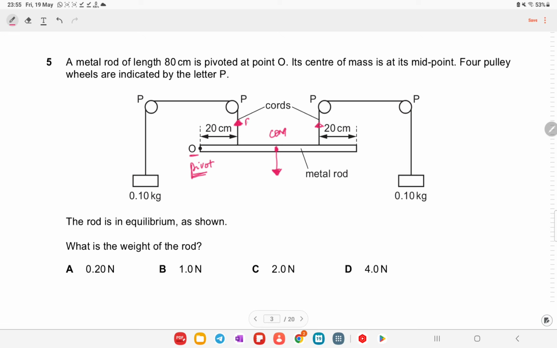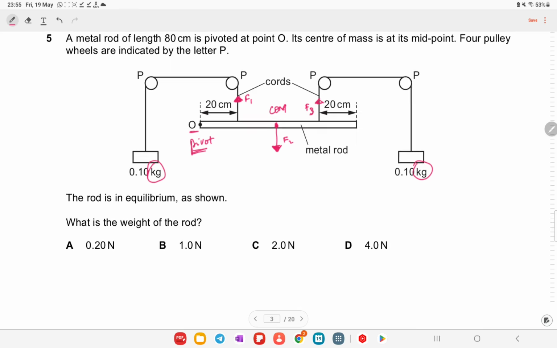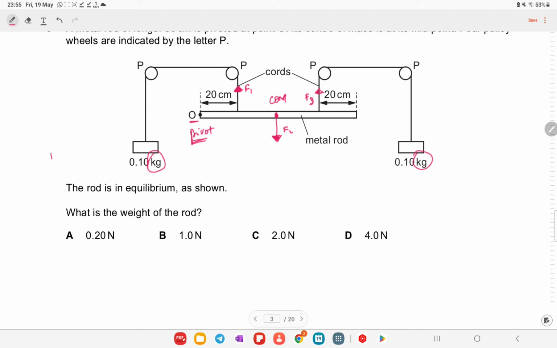Okay, so I'll call this F1, this is my F2, this is my F3. Okay, and what else is there? So one more important thing is this: we have studied that there would be a force, but over here the masses are given. So this is important, that you need to convert the masses into weight.